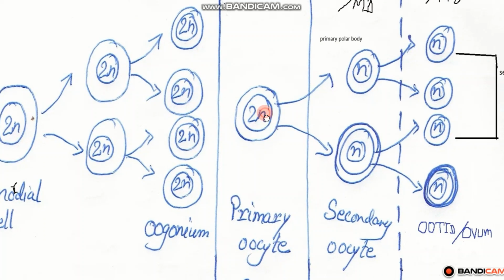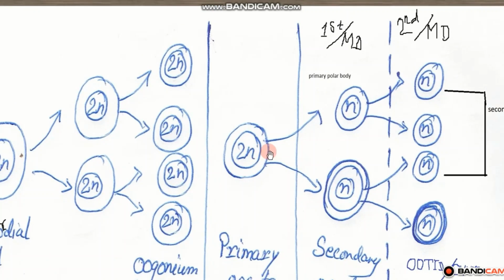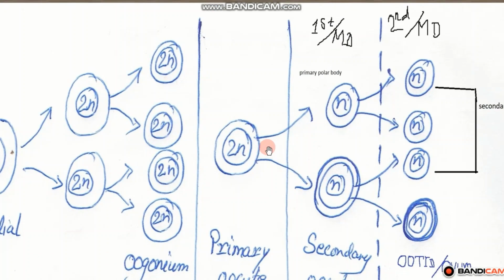another type of cell, which will make half the number of chromosomes. So this completely grown cell is known as the primary oocyte. This primary oocyte will now divide by the process of meiosis, meiotic division.